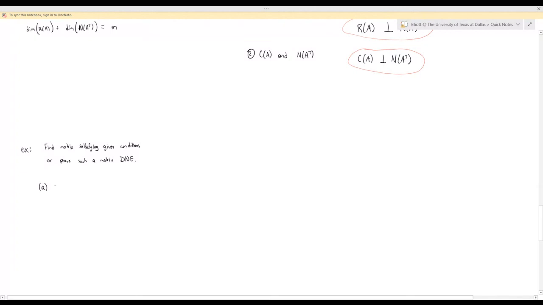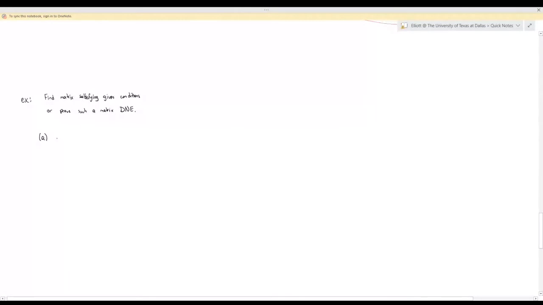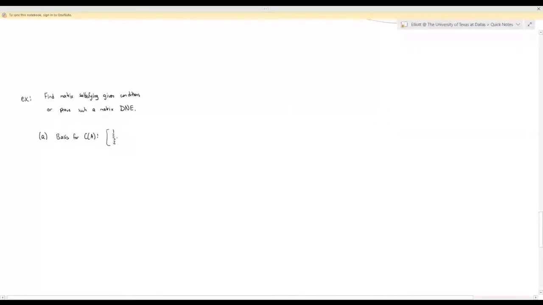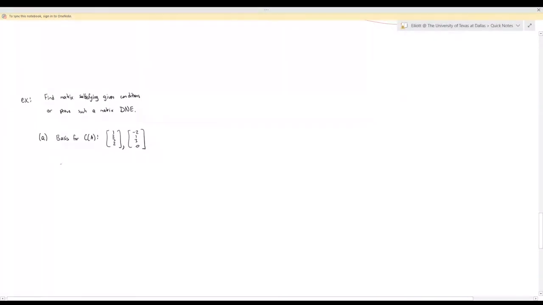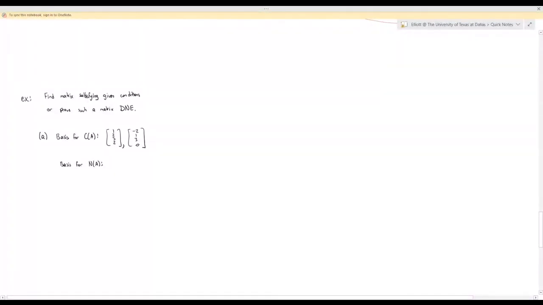So for the first example of this type, let's say that we want a matrix A such that the basis for its column space consists of the vectors (1, 2, 3, 2) and (-2, 1, 3, 0). And then let's say that the basis for the null space of A should be (0, 3, 1). Okay. So can we find a matrix satisfying these two properties, or if not, we need to show that such a matrix cannot exist.